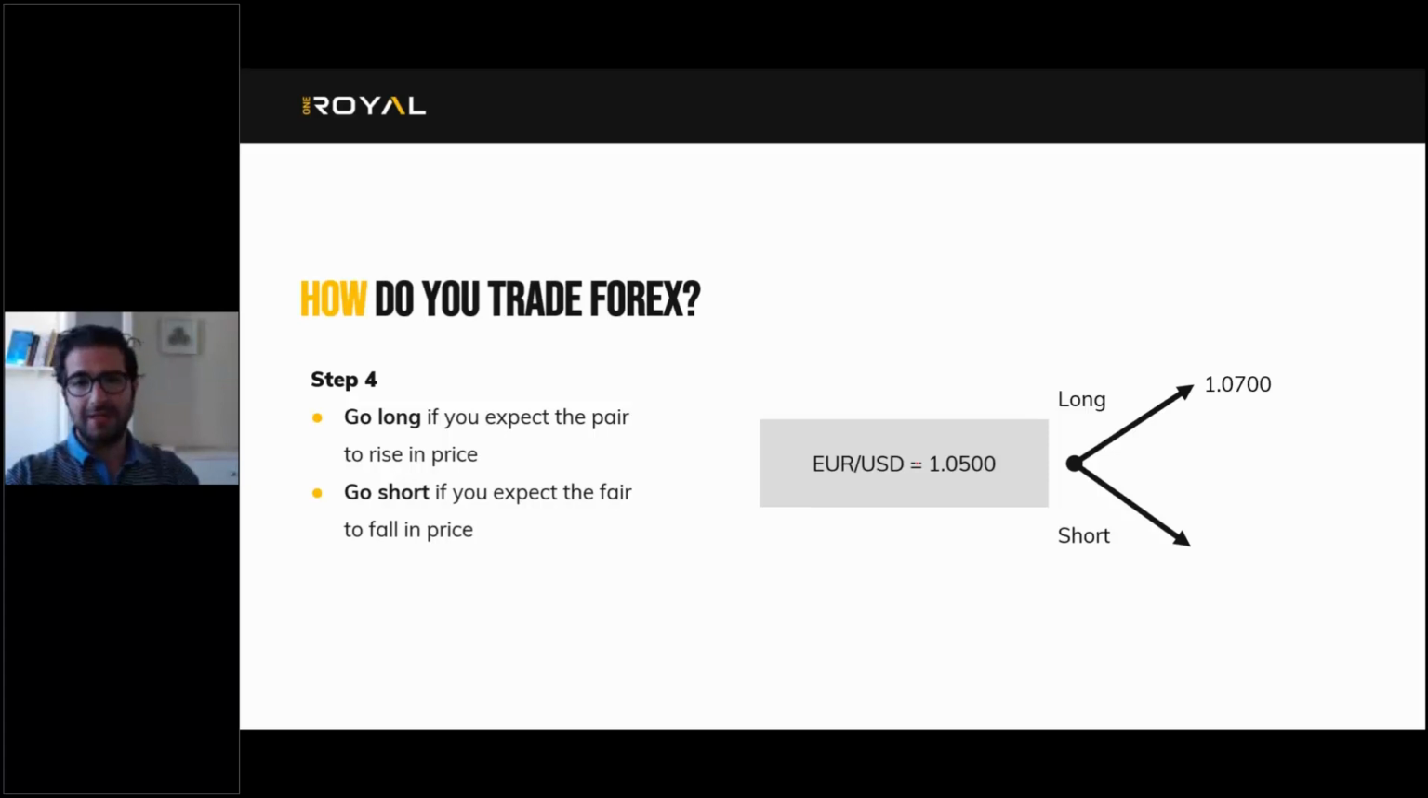The second option is to go short. Let's say now the price is 1.05, but you're expecting that the price will go down. So you will go short. Let's say your trading idea was right and the market reached 1.03, then you will make money. However, if the market went against you and it went above 1.05, then you will lose money if you were short on Euro USD.